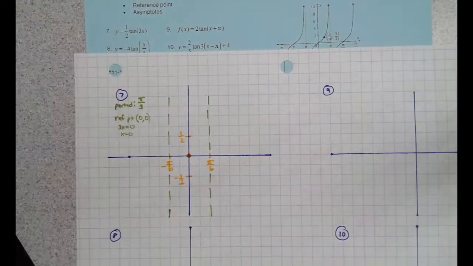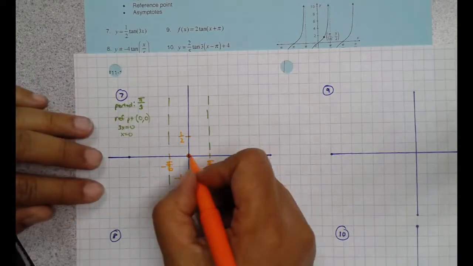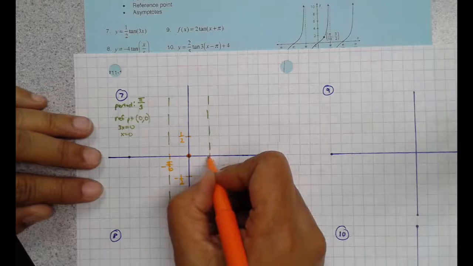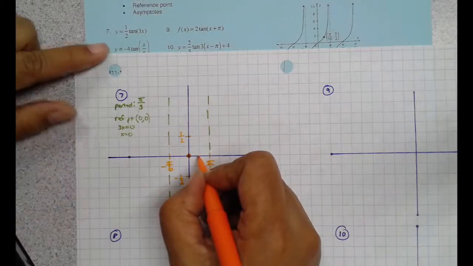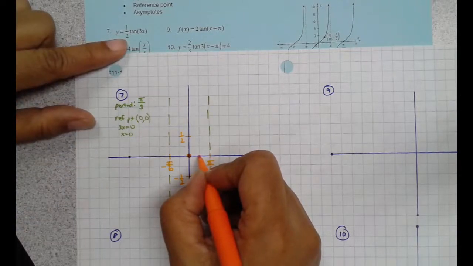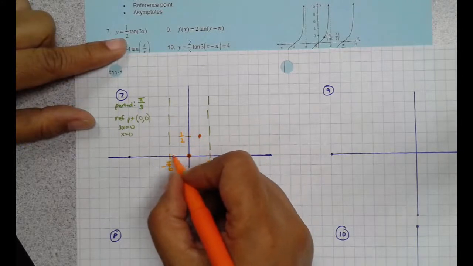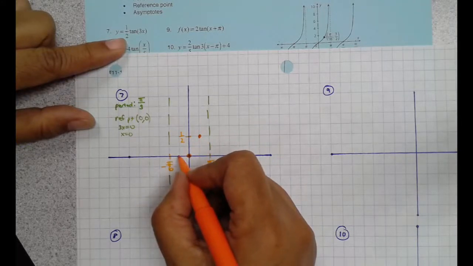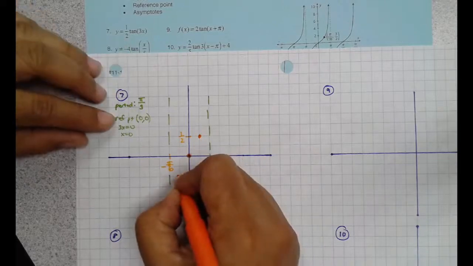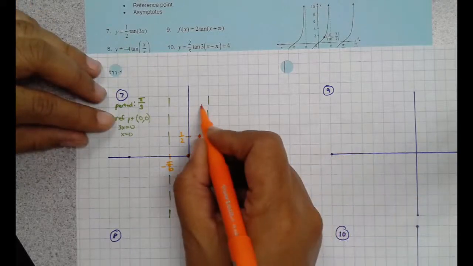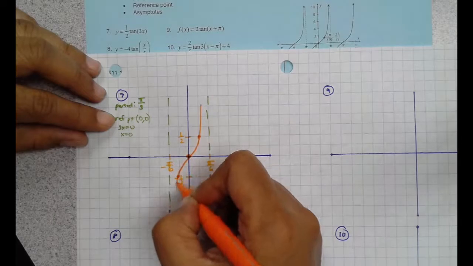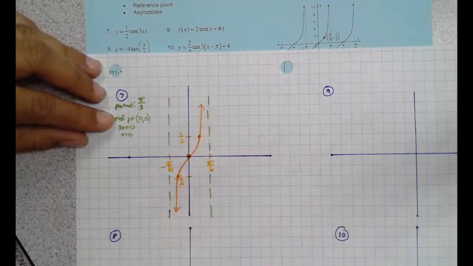All right, and so my graph is going to start at 0, 0, and in between here and the pi over 6, right in between that, I'm actually going to go up a half on the right, and then between this reference point and the asymptote, halfway in between, I'm going down a half.